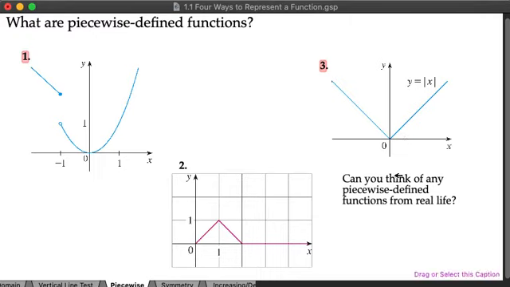Okay, and so here's a question. Can you think of any piecewise defined functions from real life? Good question for you to ponder and think about.